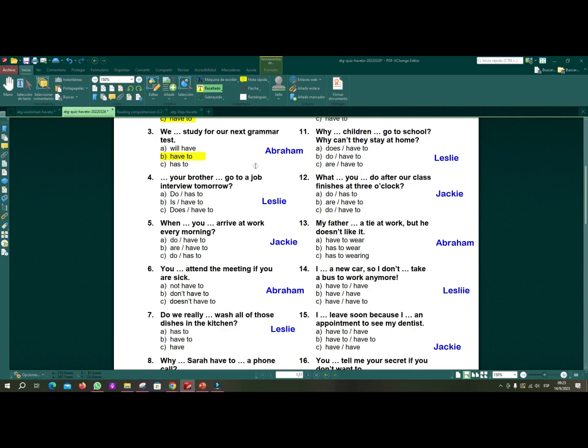Excellent. What about the number 4, Leslie? Which could be the answer for number 4? Letter A? Does your brother has to go to a job interview tomorrow? No, right? That is your brother. That is third person. So does your brother have to go to a job interview tomorrow? So that will be letter C for number 4.